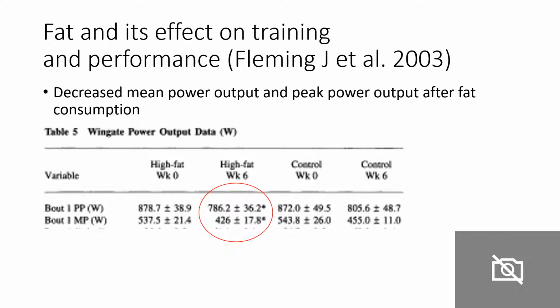A Wingate power output test was used to measure the mean power output and peak power output for both the high-fat, moderate protein diet group as well as the control group. You can see by this highlighted data that the high-fat group at 6 weeks of training and diet had a significant decrease in bout 1 of their 2 by 30-second Wingate test for peak power as well as for mean power in comparison to their initial baseline tests for peak and mean power.